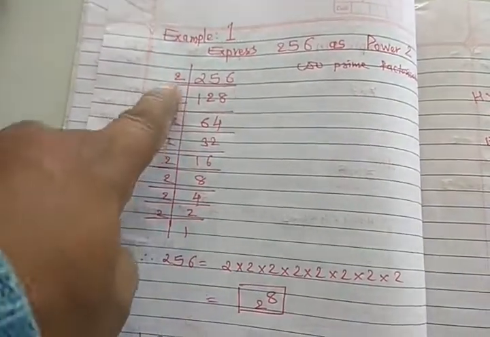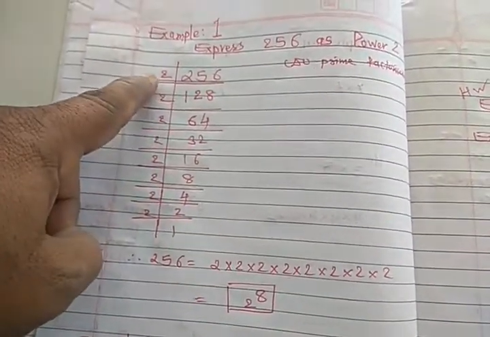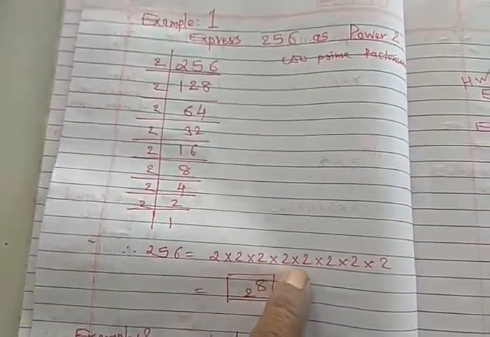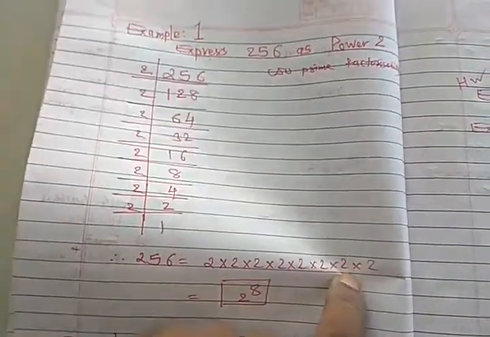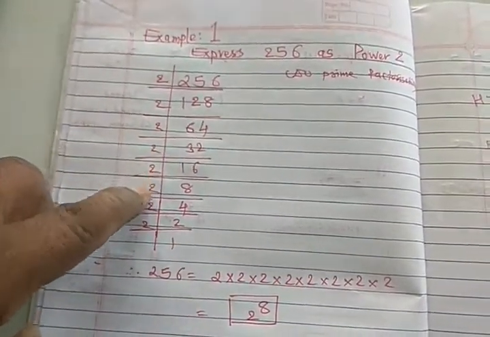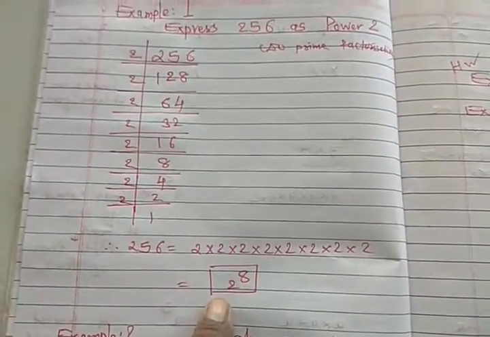So 2 comes how many times here? It comes 8 times. So 2 multiplied by 2 multiplied by 2, like this, 1 2 3 4 5 6 7 8 times. So we write 2 raised to 8.